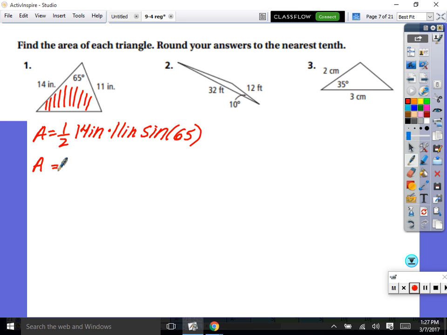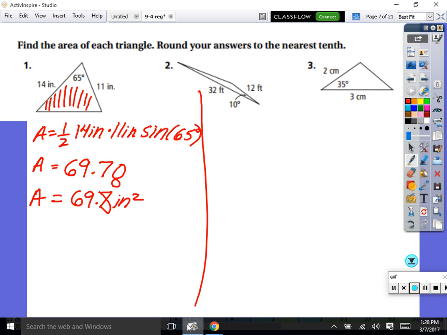is what? Now your calculator needs to be in degree mode because you're typing in a degree measure right there. What is it? Right? So our area is 69.7 square inches. I thought that's what you guys said though. It's 69.78. Okay, so then it probably is. People just don't speak up. Okay, awesome. Good. Any questions on that?